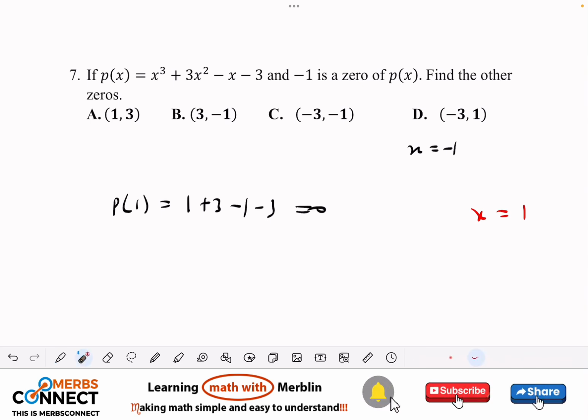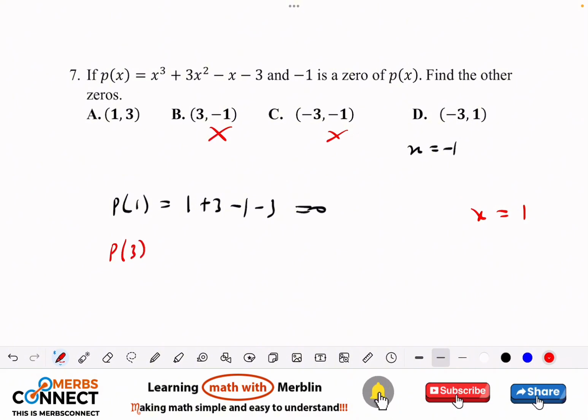So it means that this option is out, because we don't have 1. This option 2 is out because we don't have 1. So now what we need to do is check 3 and minus 3, whichever is going to give us 0, and then that one will give us the result.